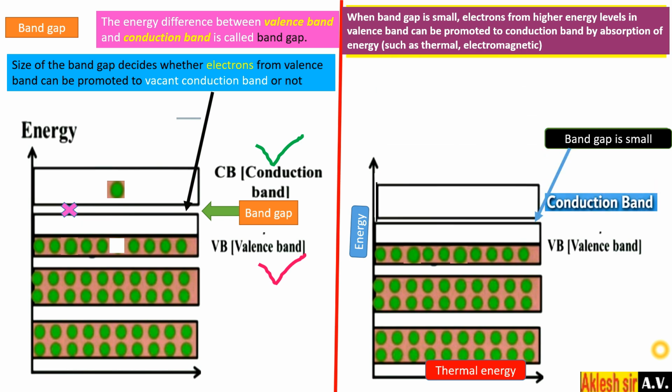Now the band gap is very small. So since the band gap is very small, if I supply thermal energy, the electron can easily move to the conduction band. Because the band gap is small, the electron can easily get free, and if it gets free, it is in the conduction band.